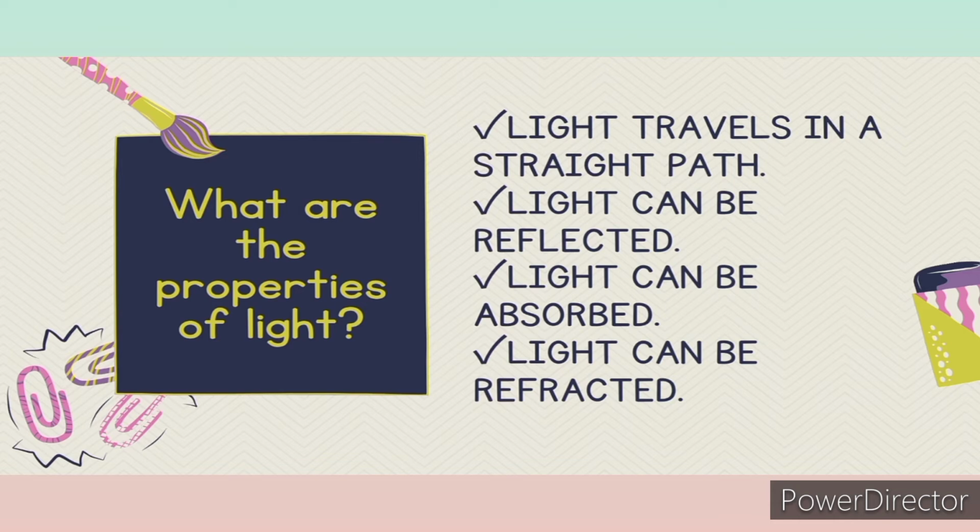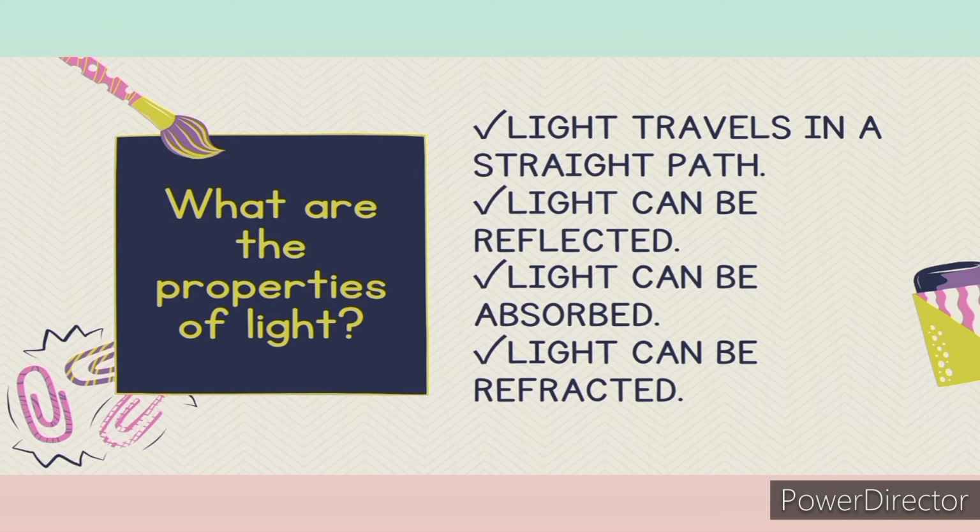Now, light travels in a straight path. That's the first property of light. It travels in a straight path. Another property is light can be reflected. And another is light can be absorbed. Another is light can be refracted. And the last is light can be diffracted. I know these words look so big to you, but by the time we break them down, you will get and understand what each property means.